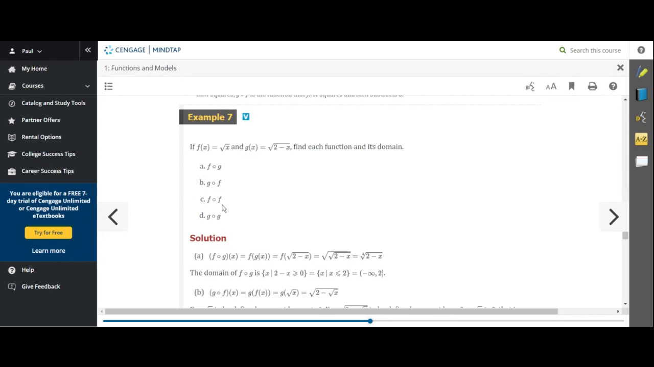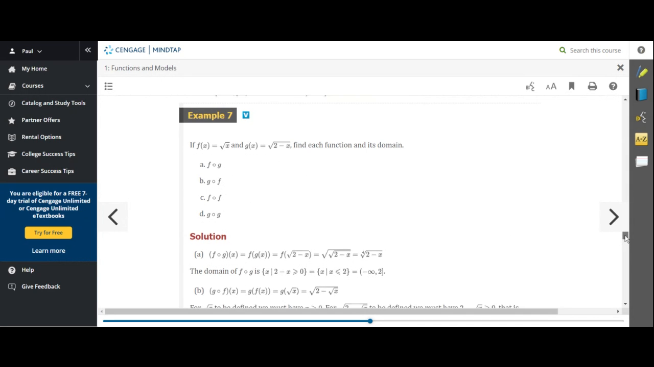I don't want to do all of these, but for instance, part A is f composition g. In the solution, f composition g is just f of g of x. So g of x equals the square root of 2 minus x, and you substitute that in for the x value for the f function. And so you get the square root of the square root of 2 minus x, which is incidentally the fourth root of 2 minus x. And then the domain of that would be from negative infinity to 2, because you can't have an even root of a negative number.